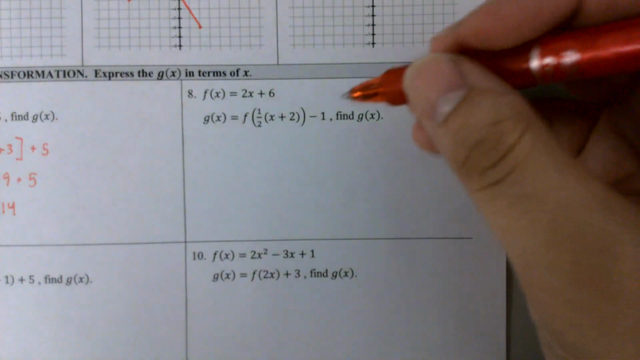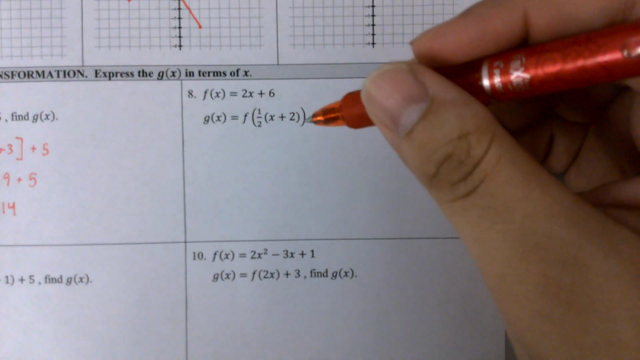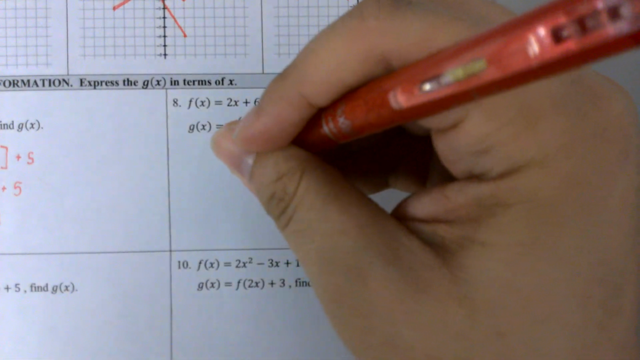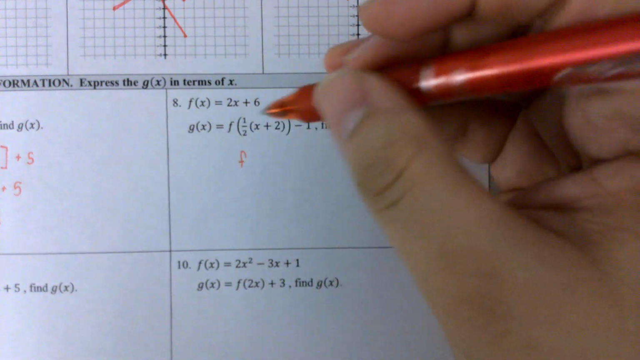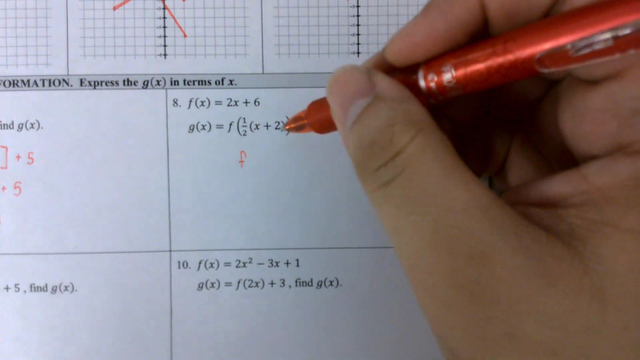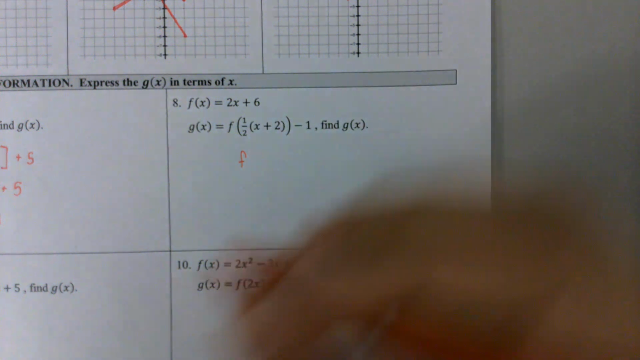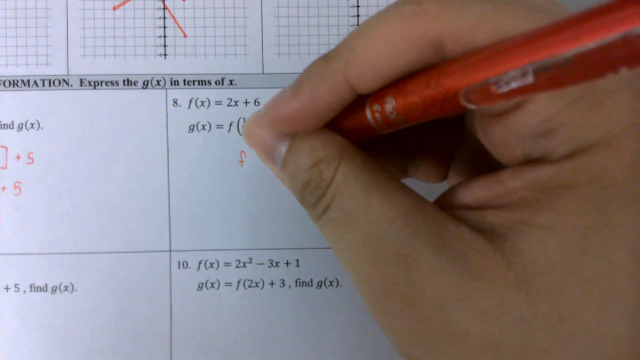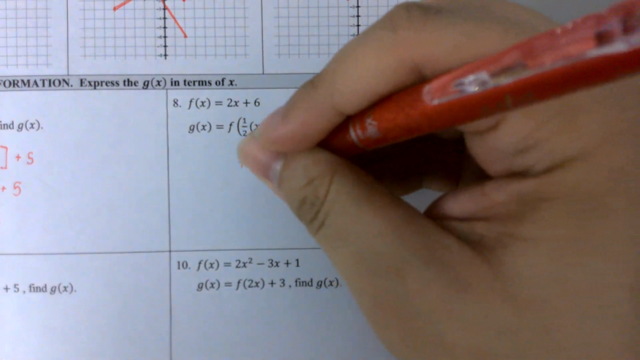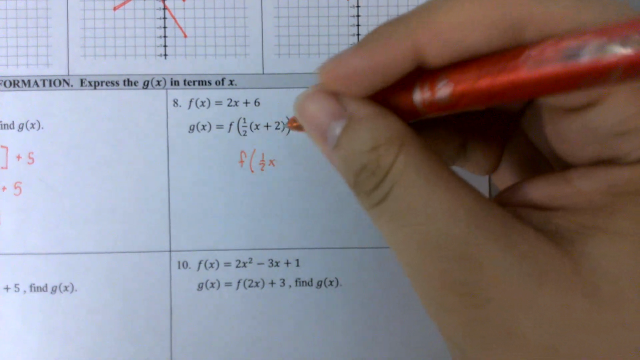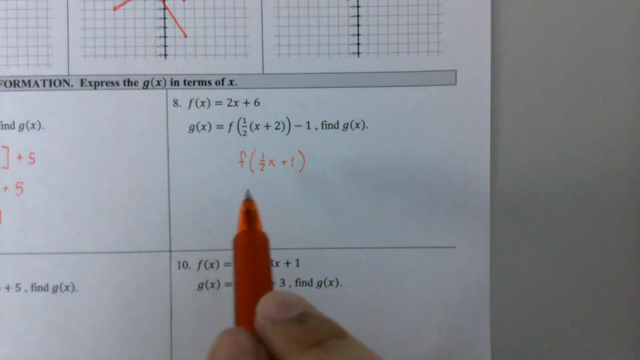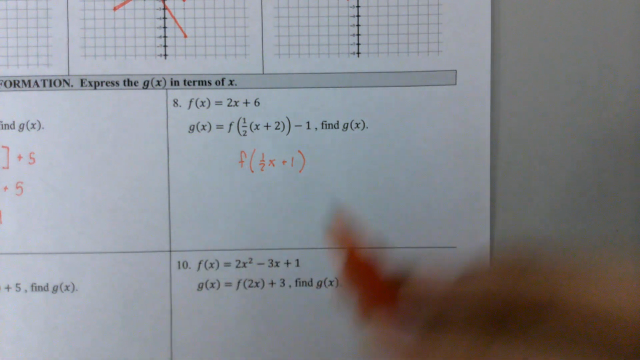For number 8, this is when it's going to get a little bit complicated. So what I'm going to do is first I'm going to distribute this 1/2 with x plus 2. So 1/2 times x is just going to be 1/2 x, and then 1/2 times 2 is going to be plus 1. So we want to figure out what f of 1/2 x plus 1 is.